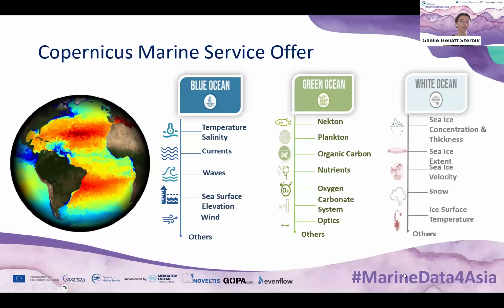The kind of data you can find on Copernicus Marine: it provides data on the blue, green, and white oceans. The blue is all about the physical components of the ocean, so currents, winds, waves. Then you will have the green ocean, which is about the biogeochemical component of the ocean, so all that has to do with phytoplankton, nutrients, chemical composition. And finally, the white ocean, which is everything related to the ice.